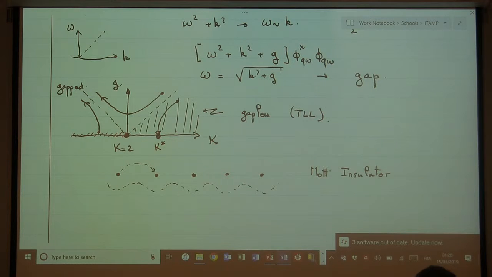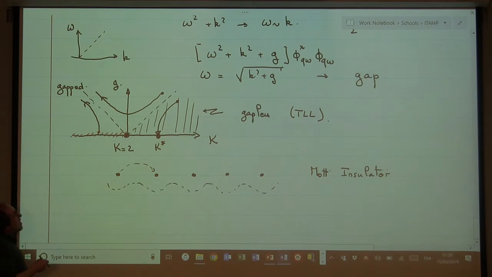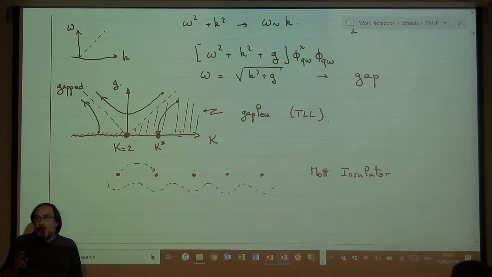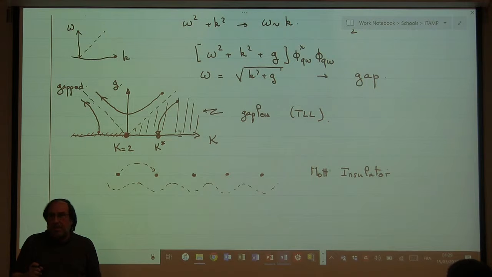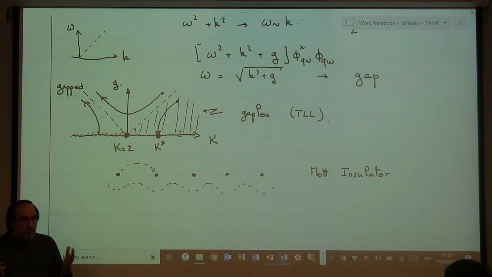Of course, the gap will be super small, but the system will immediately turn into an insulator. So there is a magic value of K here, in which the system will turn from a superfluid to an insulator, even if the lattice is super small, which is highly non-obvious and definitely not true in more than one dimension. In more than one dimension, if you want a Mott insulator, you need a lattice which is deep. And you need strong repulsion.